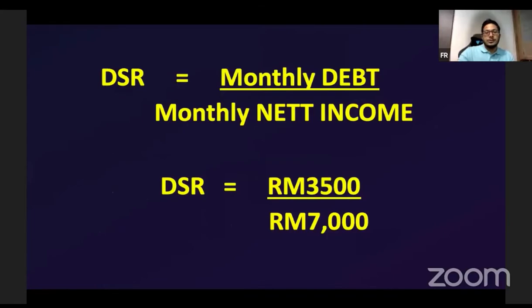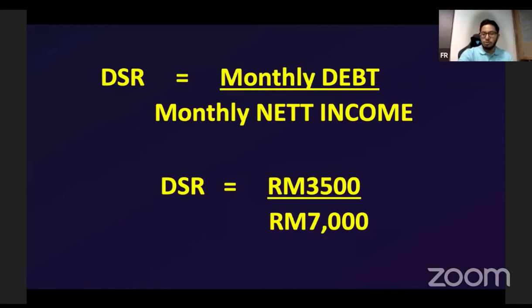Okay? So, in short, DSR ni apa guys? DSR ni maksudnya adalah monthly punya hutang yang ada kat dalam CCRIS you divide dengan monthly punya net income. So net income bukan lepas tolak semua komitmen. Net income adalah lepas tolak you punya EPF dengan SOCSO, dengan tax. So 3 benda ni. That's your monthly punya net income punya definition.